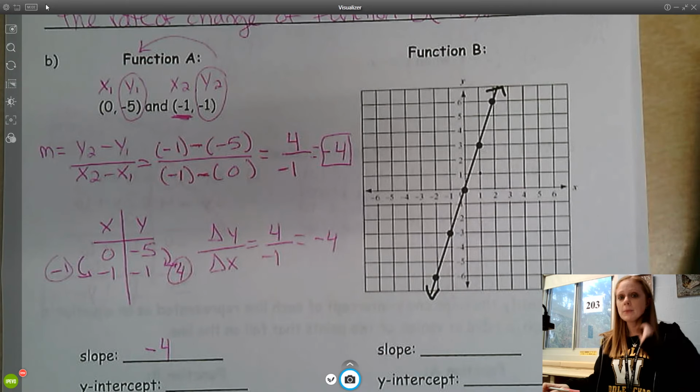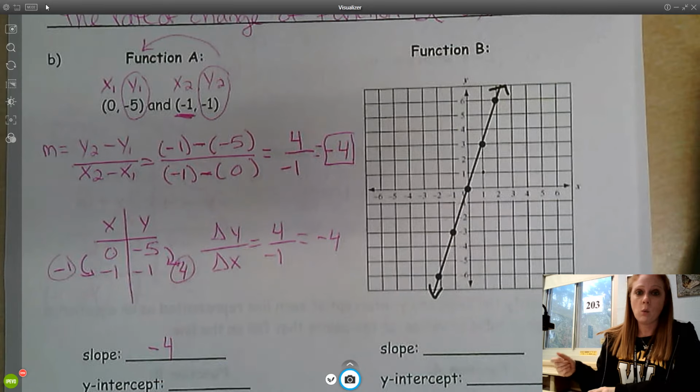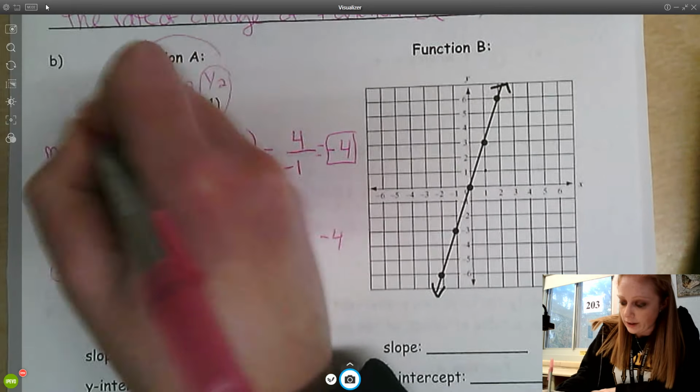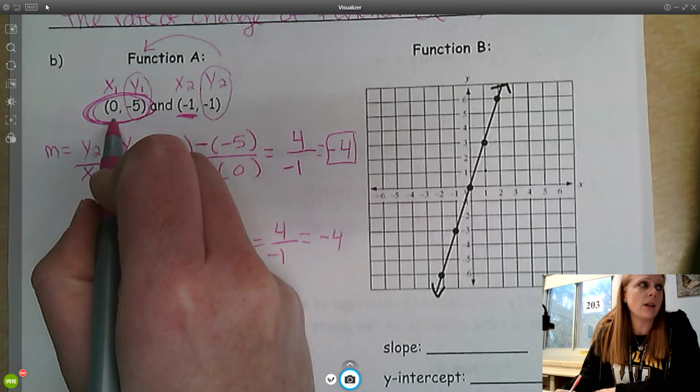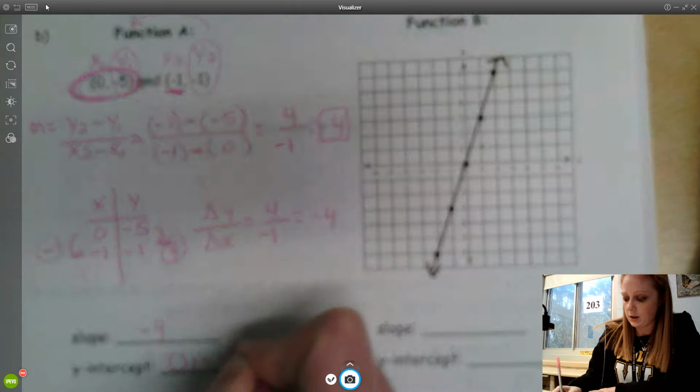Okay, the y-intercept. The y-intercept is just whenever the x is 0, whatever that y point is, that's the y-intercept. So if we look at our 2 points right here, this one has an x-coordinate of 0, so that means it must be the y-intercept. So it's 0, comma, -5.